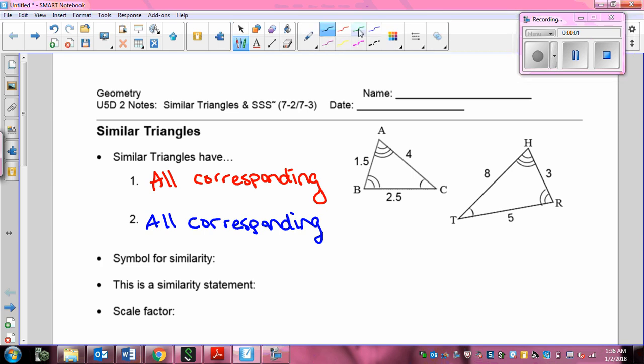Good morning, majors. So today we're going to go over Unit 5, Day 2 notes, which we're going over similar triangles this time, and we're going to prove triangles are similar.